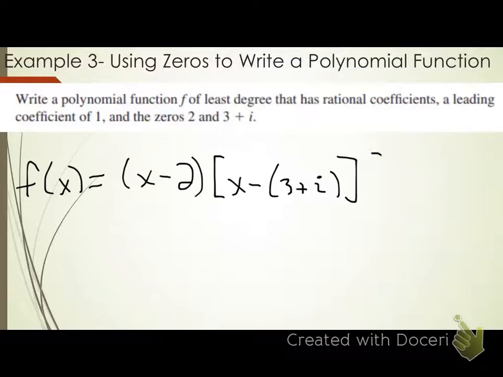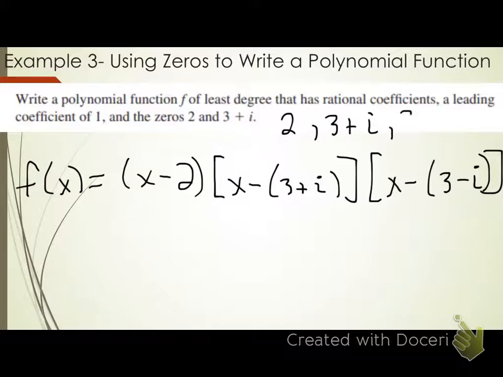Likewise, I can write it as x minus 3 minus i. That is our factor theorem right there. We write it as x minus k. X minus my k value. My k values in this case were 2, 3 plus i, 3 minus i. So I did x minus 2, x minus 3 plus i, x minus 3 minus i.